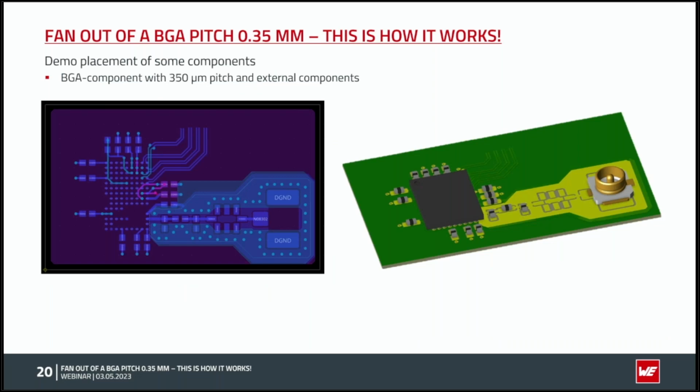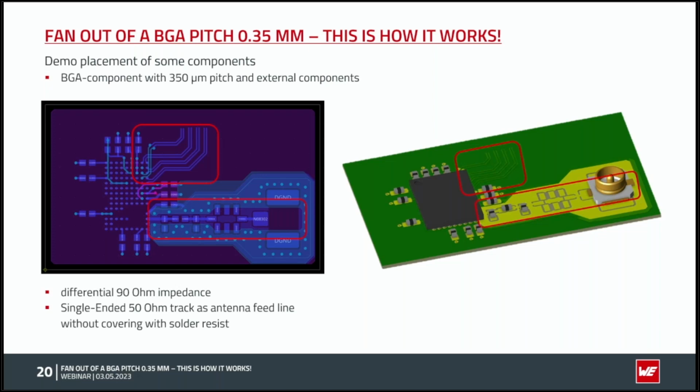Here we have a demo placement of that component, a BGA with 350 microns pitch. In the upper area, you see the 90 ohm impedance differential lines. And on the right side, at the bottom, there's the antenna structure, the 50 ohm single-ended without solder mask.